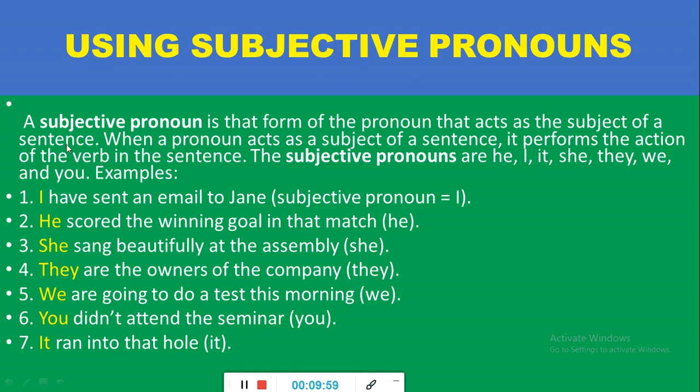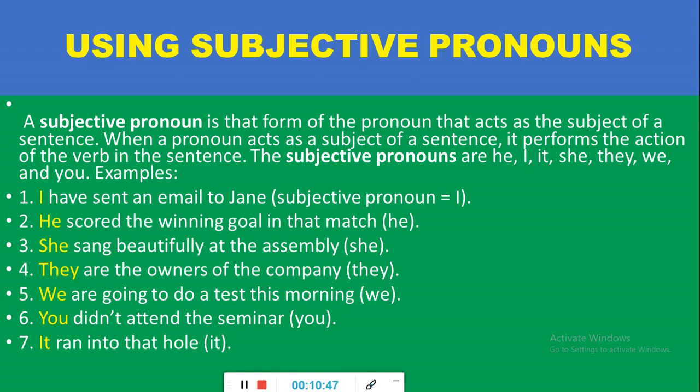Now, sentence 2, he scored the winning goal in that match. Now, the subjective pronoun here is he, because he is the doer of the action, the scorer of the winning goal. So you can always see that the subjective pronoun is used when we want to refer to a doer of a particular action in a sentence, or probably the person who is being talked about. Then sentence 3, she sang beautifully at the assembly. The subjective pronoun here is she, because she is the singer here, the doer of the action.